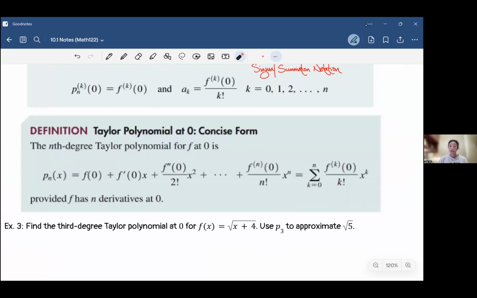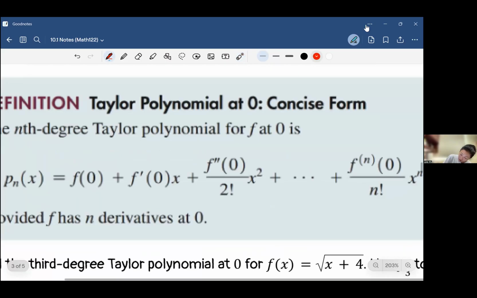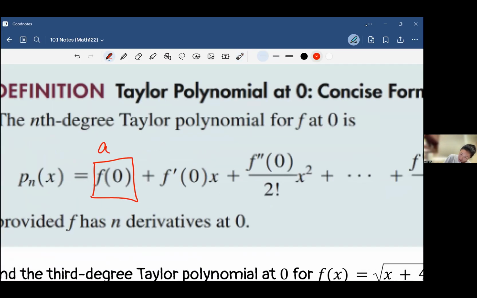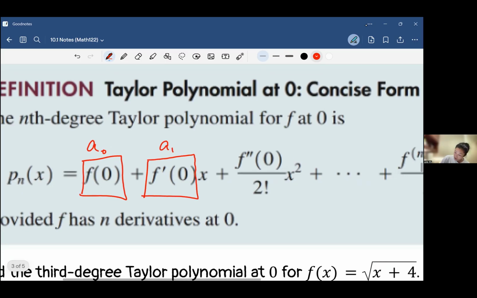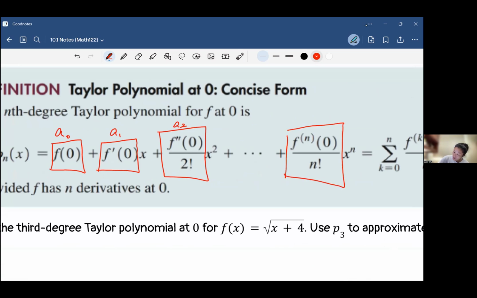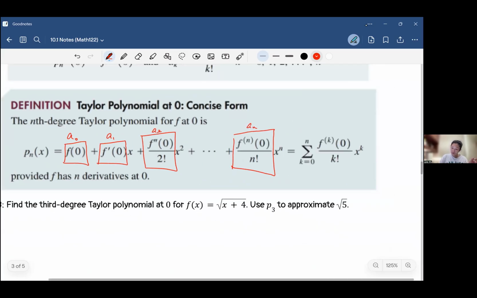All right, now I've given you a second definition. This one is what we call the concise form. It just takes this bottom information and plugs it actually into there. So instead of a0, we have f of 0, okay? So this f of 0 is our a0, and our f prime of 0 is our a1. And our f double prime of 0 over 2 factorial is our a2, okay? So we're just putting in our coefficients right into the equation. So that's why we call it a concise form. We don't have two different lines for the same information. We just put it all into the equation. And then this would be our sigma notation that says the same thing, okay?